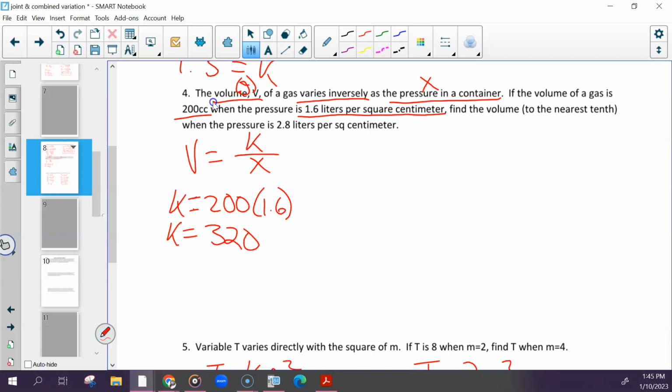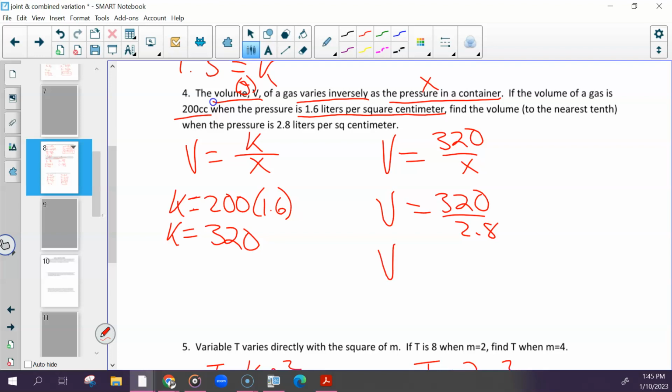Then it asks us to find the volume to the nearest 10, so that might be a decimal. We're going to put that back into our original. V equals 320 over X. We're looking for volume when the pressure is 2.8. Divide that and tell me what you get. Eva. And then our label, since it's a word problem, would be CC.